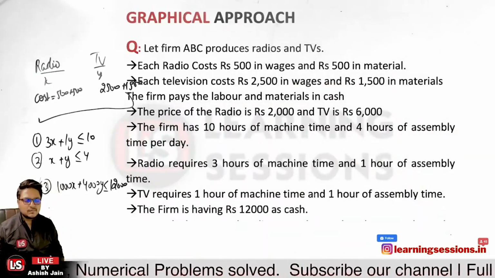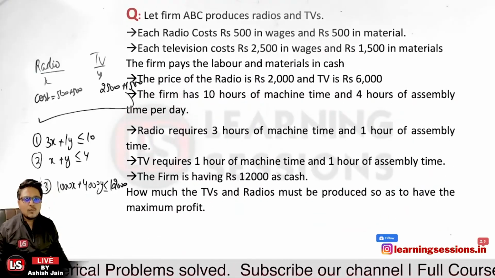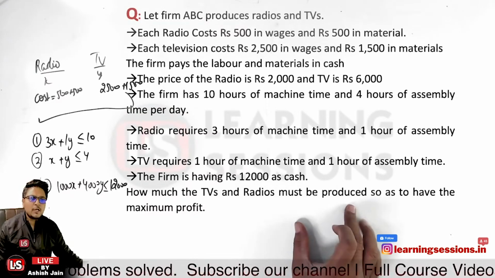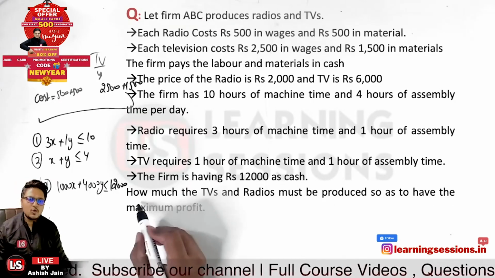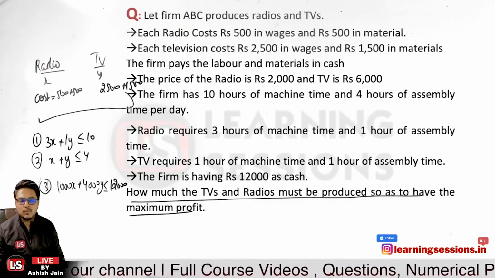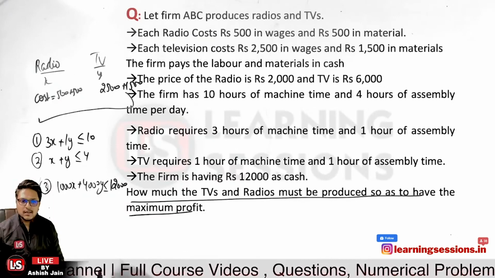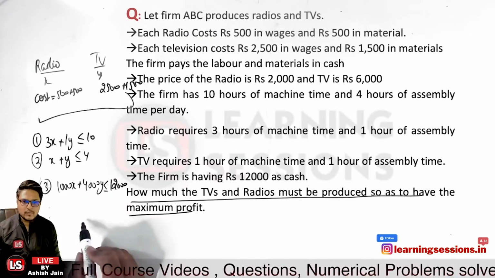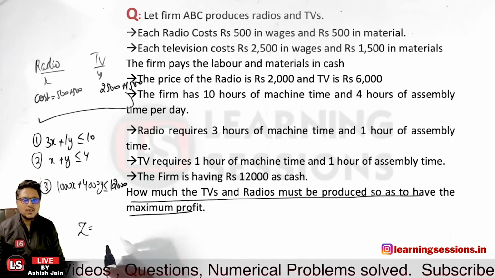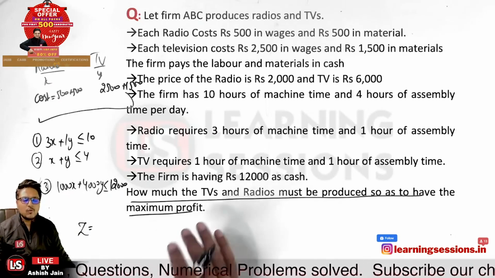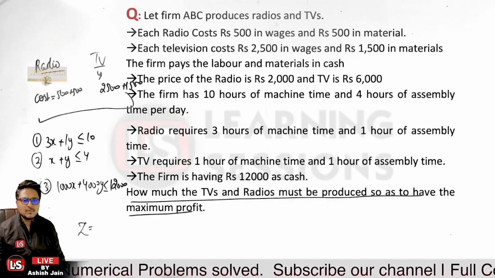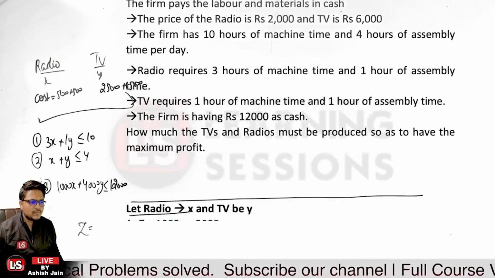It says how many TVs and radios must be produced so as to have the maximum profit. That is related to the objective. This is the objective that we need to approach over here, and the objective function will be represented by Z. So what it actually is, is that we want to maximize our profit over here. So let's have a look.